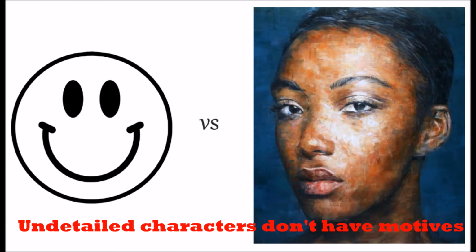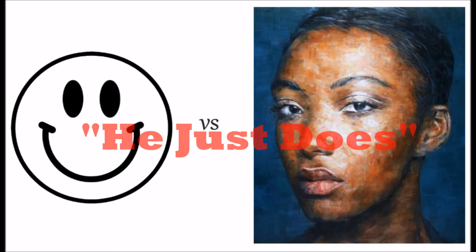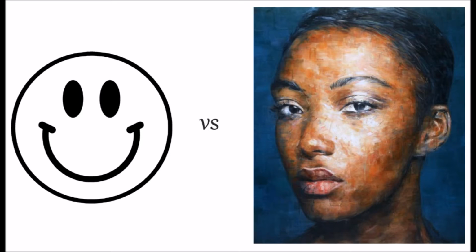Undetailed characters are those to whom the writer never gives motives. They might be more than just the role they fulfill. In fact, they may make decisions, and those decisions may impact the story, but the reader has no idea why those characters make those decisions. When we ask ourselves, why does the character do what he does, and we have to answer with, he just does, we have an undetailed character. It's even possible to have original characters that are still undetailed.